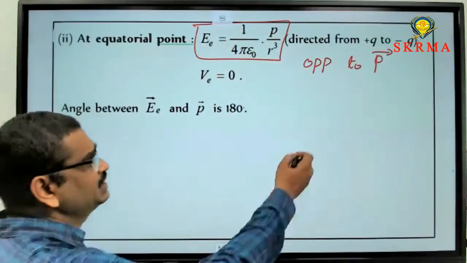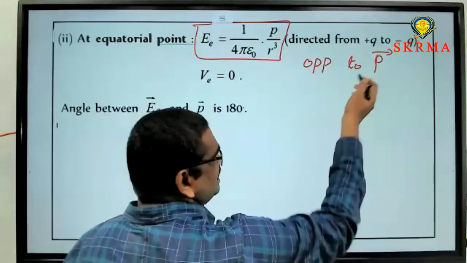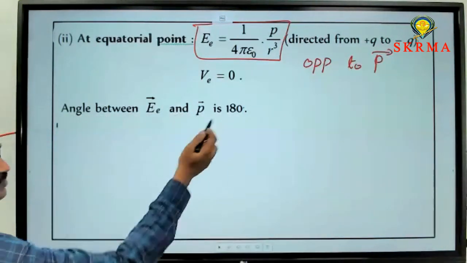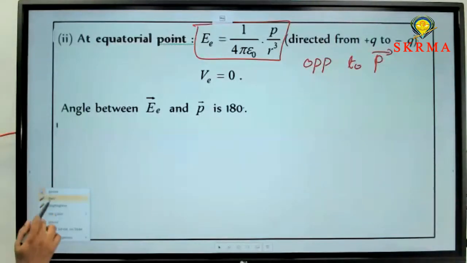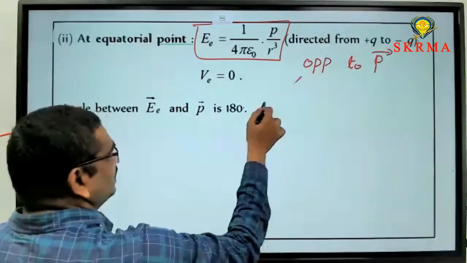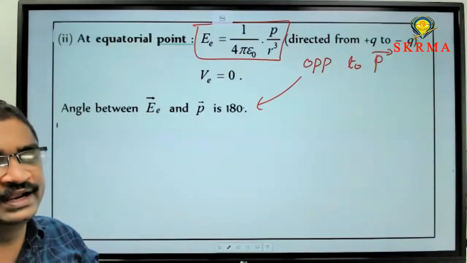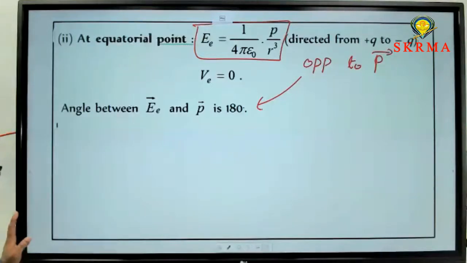Now here I am saying that direction of electric field is opposite to the dipole moment. Or what is the angle between electric field and dipole moment? 180 degrees. So the angle between the electric field and dipole moment is 180 degrees. So is this clear? Can I go through the next one?